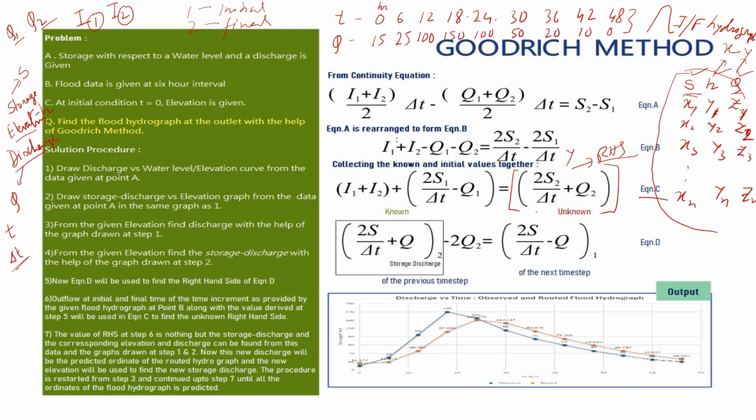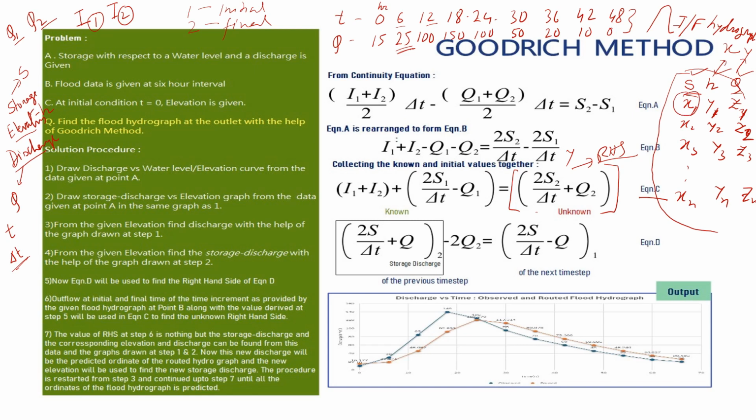Okay, and in this case Q2 will be the discharge at the final time. That is, what is the discharge at the 6th hour? What is the discharge at the 12th hour? So in this case, for the first time period, Q2 will be 25 according to this data, right? So for this Q2, how much amount of S is there? From this table you can easily draw how much amount of discharge is here.